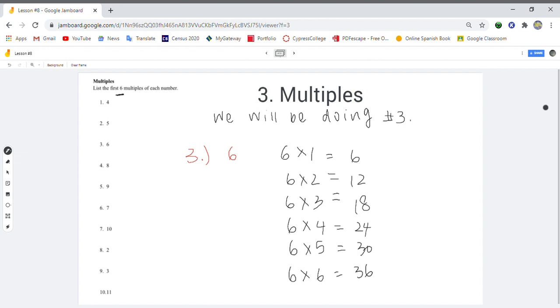When you get used to this, you won't have to write it out like this. You'll just be able to list it, like 6, 12, 18, 24, 30, 36. As you get used to it, you'll just be able to list them.